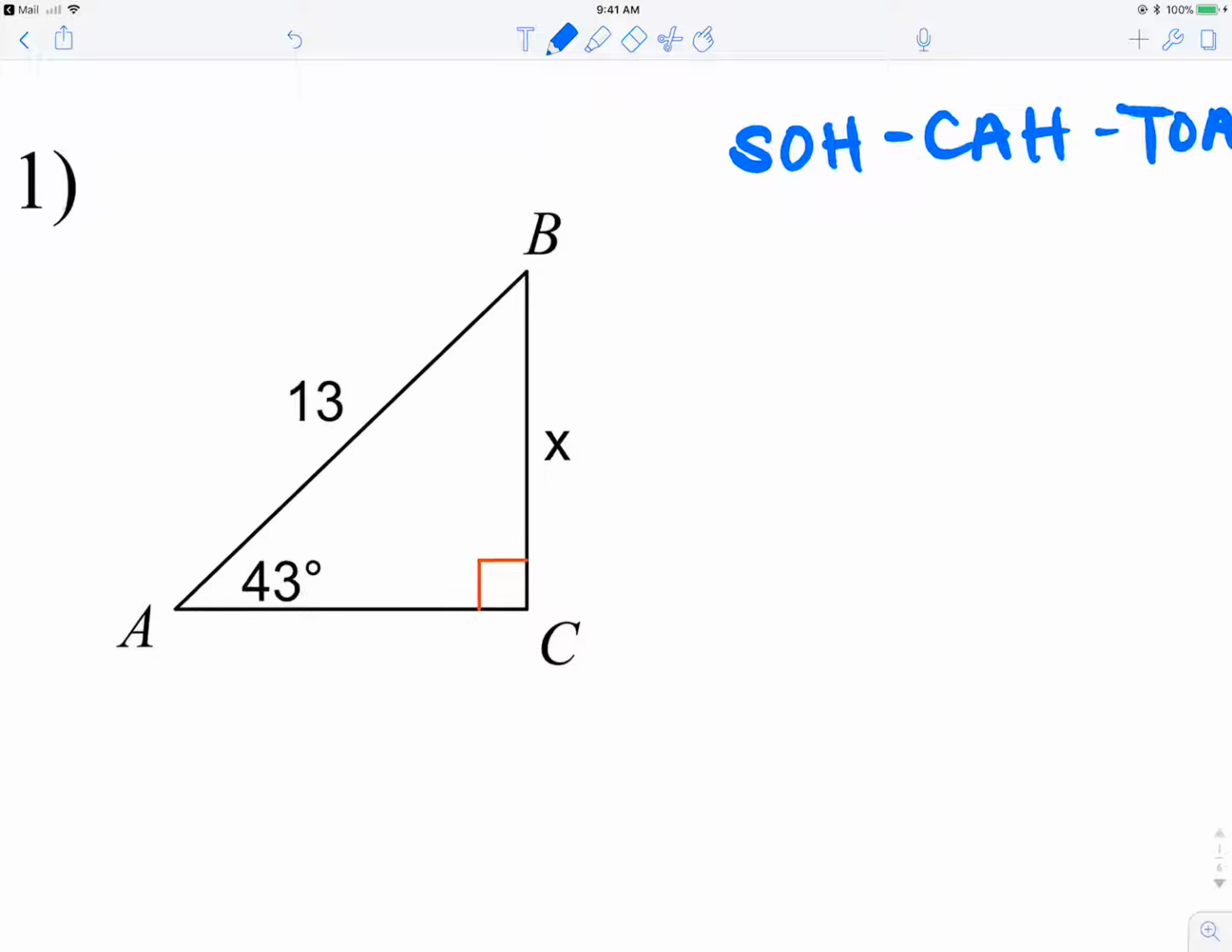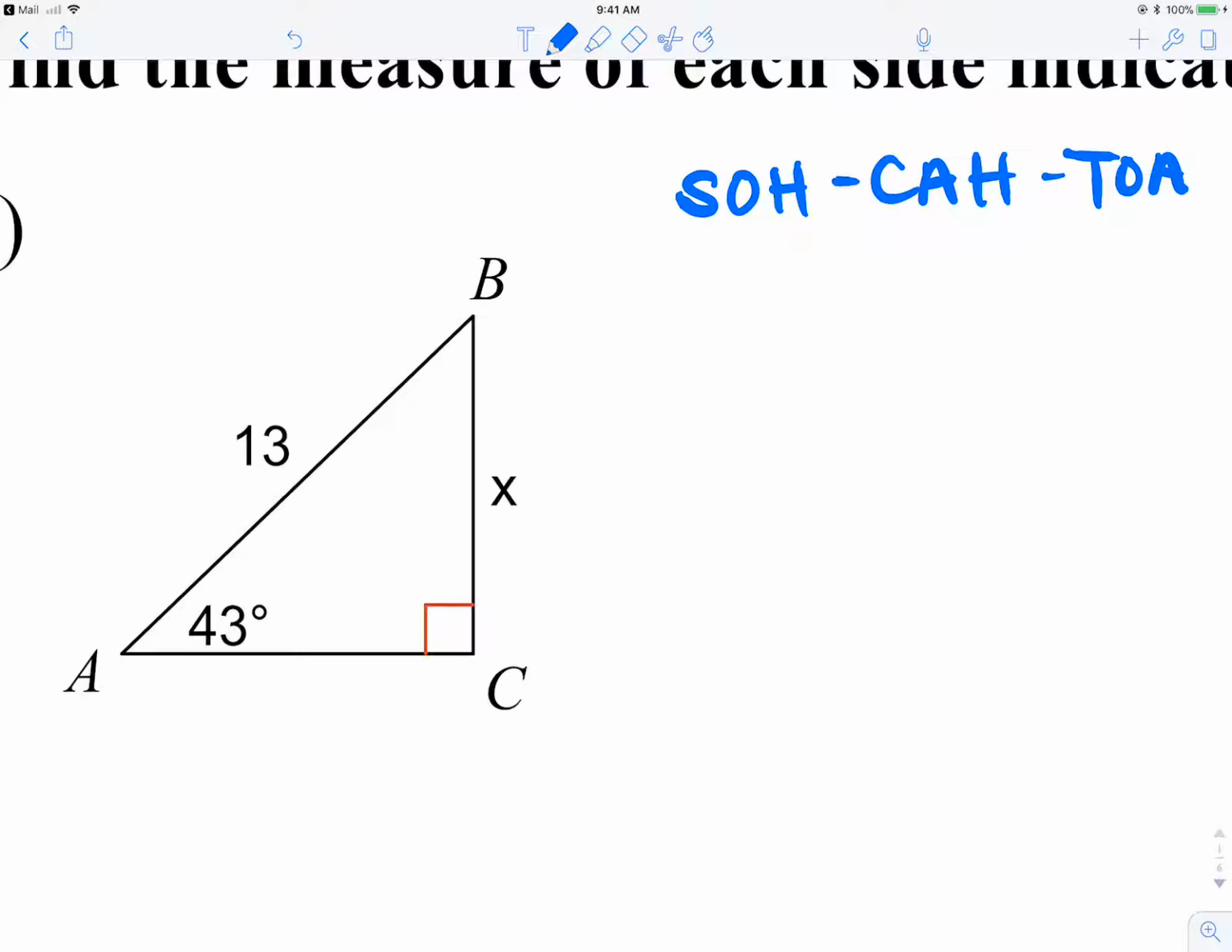Looking at this first triangle, we're given that angle A is equal to 43 degrees. We do not know the length of the side opposite 43 degrees, but that's what we're trying to find. We're also given that the hypotenuse has a length of 13. Since we're solving for the side opposite that angle, we're either going to use sine or tangent, because those are the trig ratios that involve the side opposite a given angle.